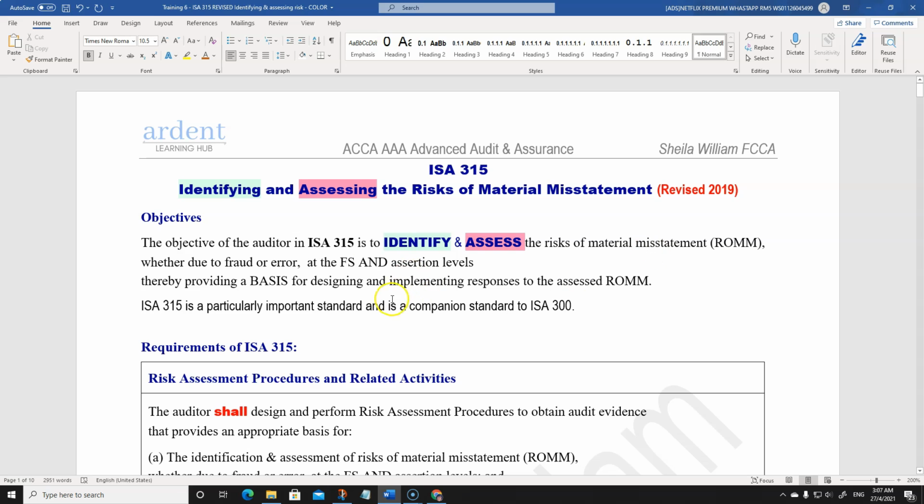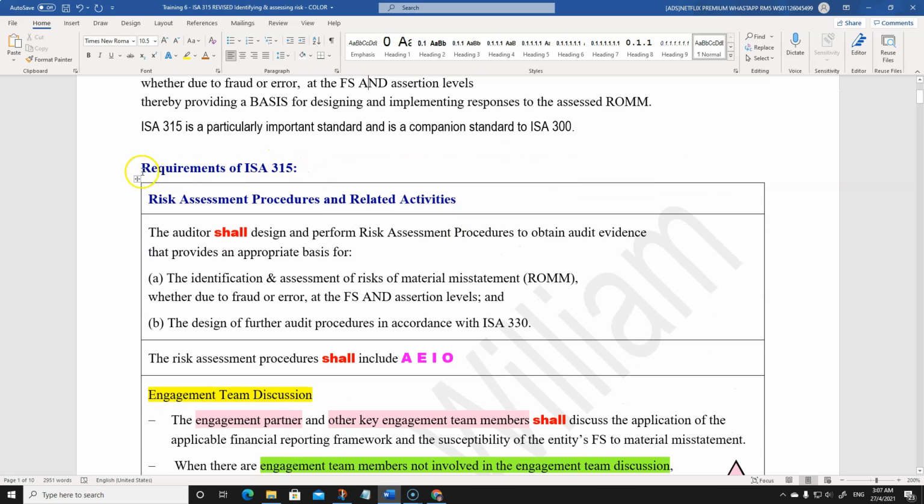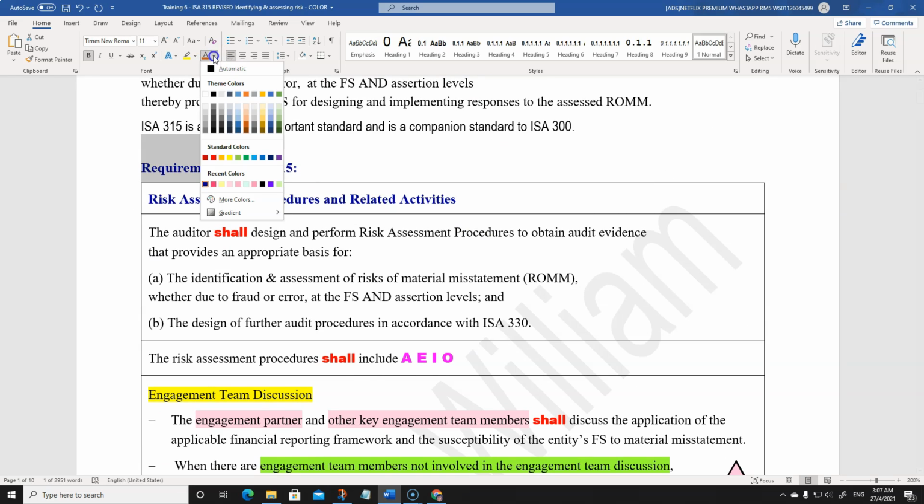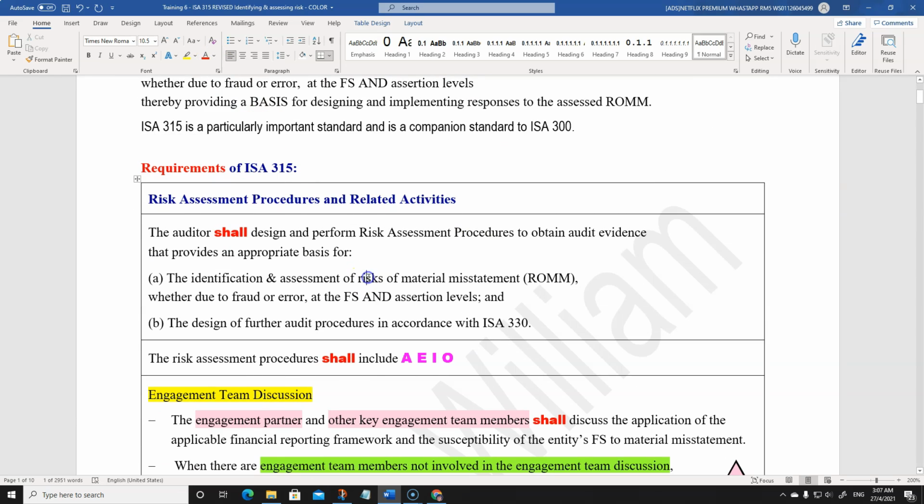So the objective of the auditor here is to identify first and then to assess. I'll explain what the difference is in a minute. So let's have a look at the requirements of the standard. Remember, the requirements of the standard speaks about the mandatory requirements. Therefore, you've got the word shall. Shall means must. So the auditor shall design and perform risk assessment procedures. So that's the first part.